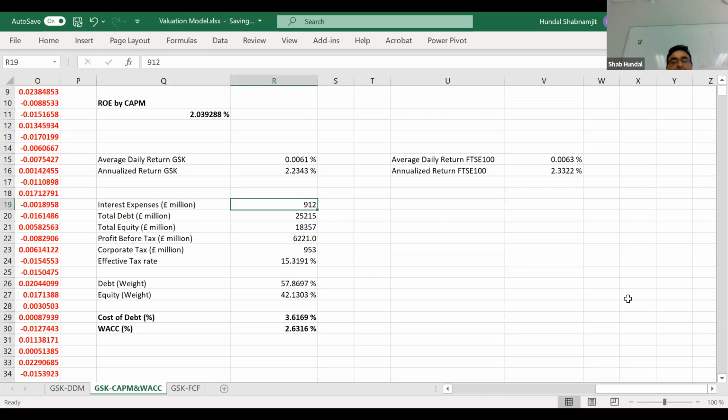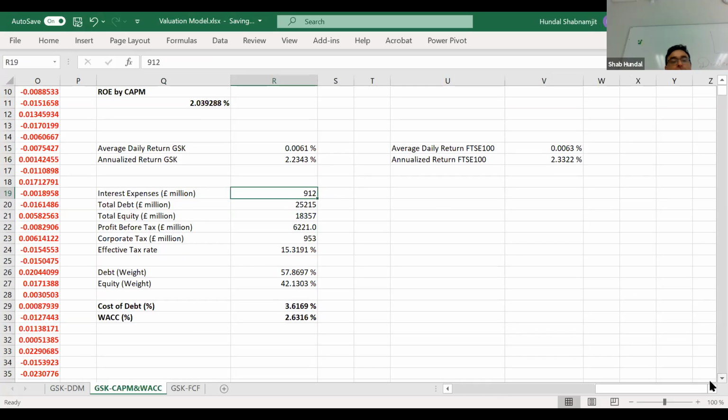We get some data from the interest expenses. May I know, where do you get the data from the interest expenses? What is the source of this information? Income statement, interest expenses. Sometimes you call it finance cost as well. Total debt, we get from the liability side of GlaxoSmithKline. Total equity, we get from the same side, and then the profit before tax and the corporate tax. And here I calculate the effective tax rate.